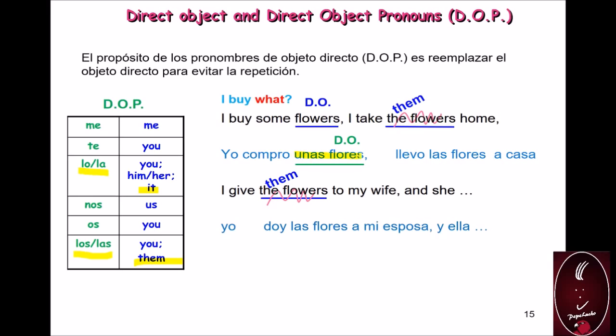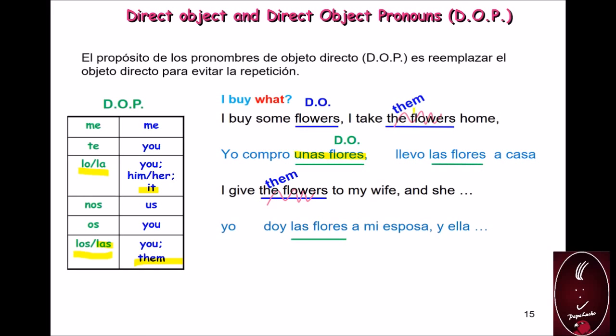In this case, unas flores is plural and feminine. So I have four options to replace: lo or la, singular masculine, singular feminine; los or las, plural masculine, plural feminine. This is my only option. I'm going to replace this direct object with las. So how many times am I going to replace las flores and las flores.